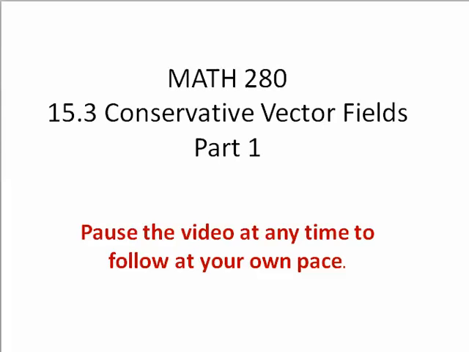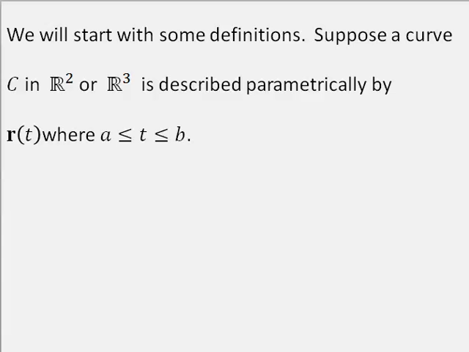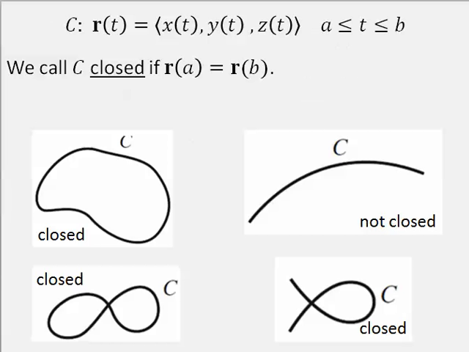Conservative vector fields, Part 1. We will start with some definitions. Suppose a curve C in either 2 or 3-dimensional space is described parametrically by a position vector r of t, where t runs between A and B. We say that the curve is closed if r of A equals r of B, meaning the curve starts and ends at the same position.